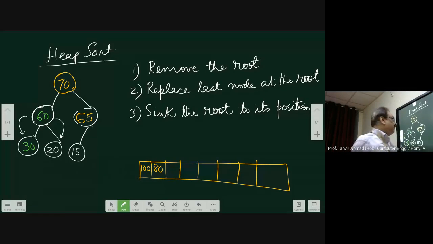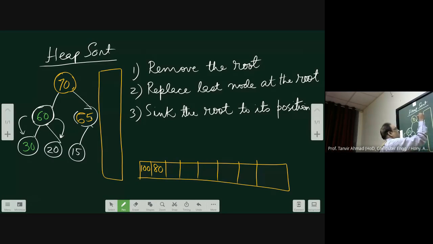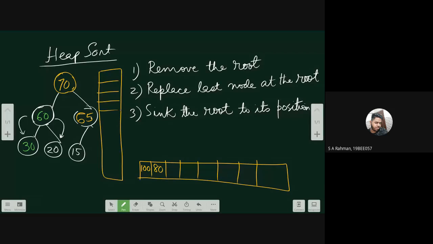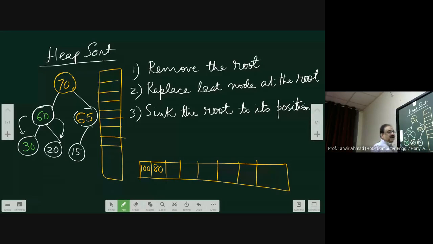Now you have to remember that I am maintaining an array for this. Therefore, the last element that is there, you have to replace over there. Now, in that case, this is 70, this is 65, 60, 65, 30, then 20, then 15, like this. And at this moment, you have to make sure that you remove the.